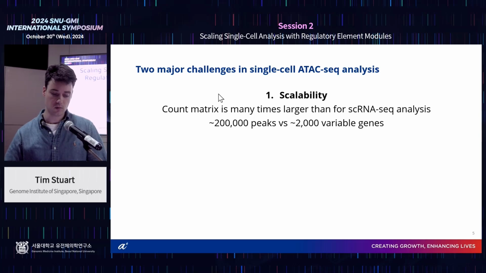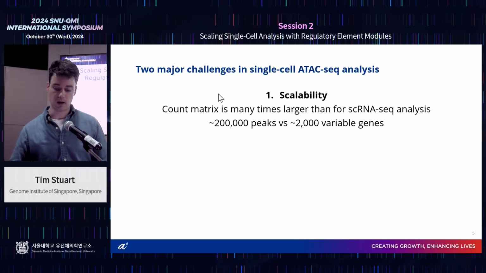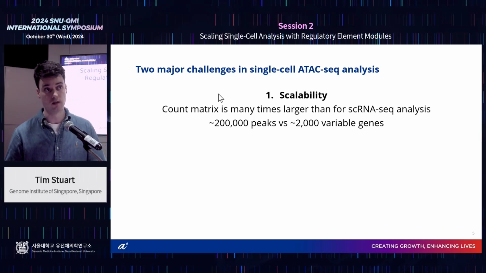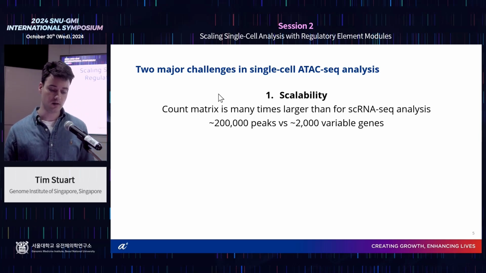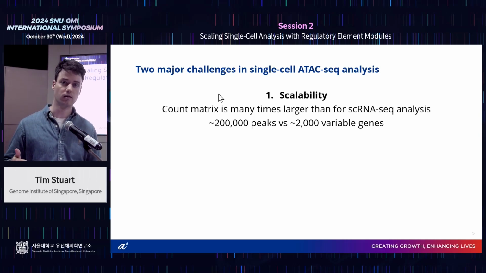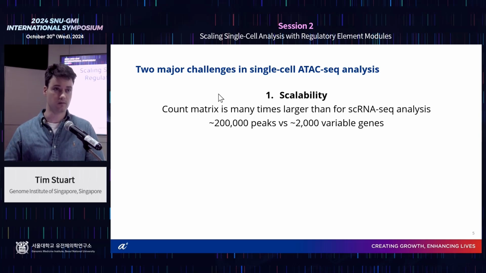And we run into this problem when analyzing single-cell ATAC-seq data much faster than you would if you were looking at single-cell RNA-seq, because the number of features that we measure in single-cell ATAC-seq is much, much larger than for a transcriptional assay. So for your single-cell ATAC experiment, you might have 200,000 peaks. And for your RNA-seq, you may have 20,000 genes, or you may subset that to 2,000 variable genes, right? So the matrix is much bigger, which means you hit these scalability issues faster.